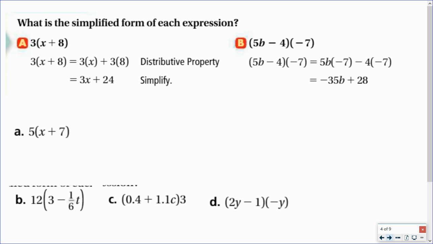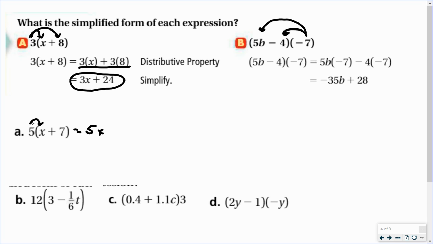So for this one, what we do is we take 3. I really like these arrows, by the way. 3 times x, and I take 3 times 8. They've written it down this way, 3 times x and 3 times 8, and then you get 3x plus 24, sorry. Now this next one is just backwards, but I'll take negative 7 times 5b, so I got 5b times negative 7, there it is. And then I take negative 7 times negative 8 to get 28. So for us, we're going to take 5 times x, we'll get 5x, we'll take 5 times 7 to get 35.